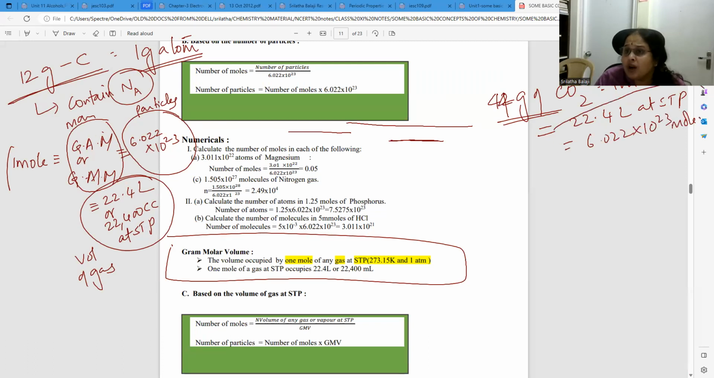So this part was what I was referring to yesterday. 22.4 liters of any gas at STP will contain Avogadro number of molecules. So volume is directly related to number of molecules. This is your Avogadro's law. So from Avogadro's law, we are deducing what is gram molar volume. This 22.4 liters is called a gram molar volume.